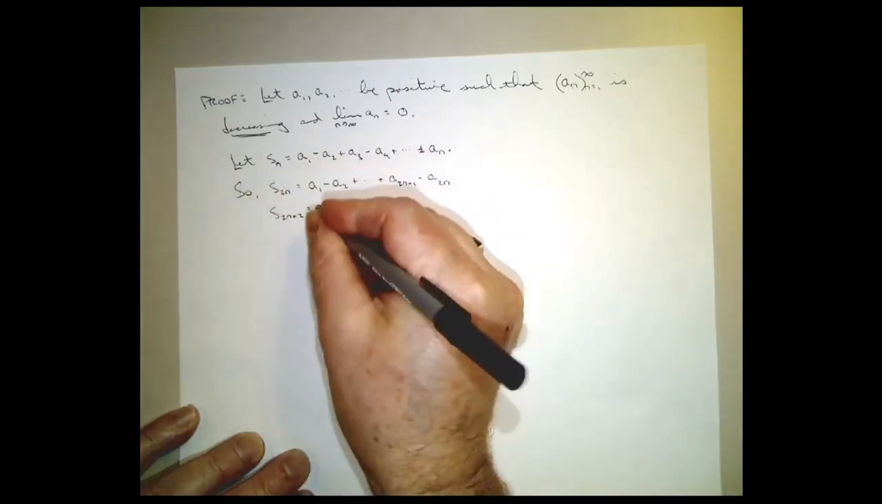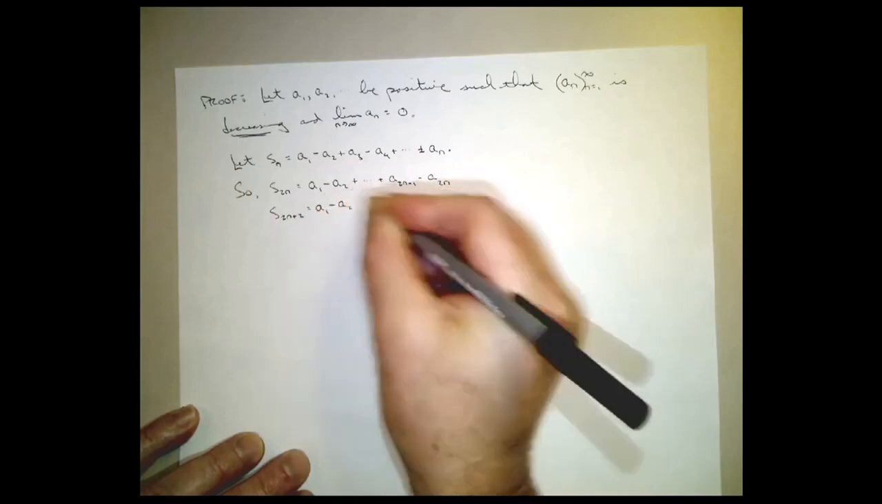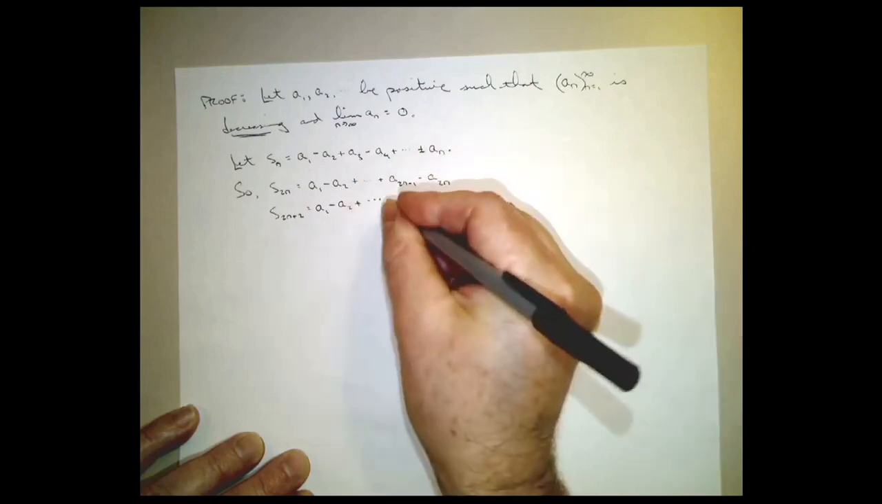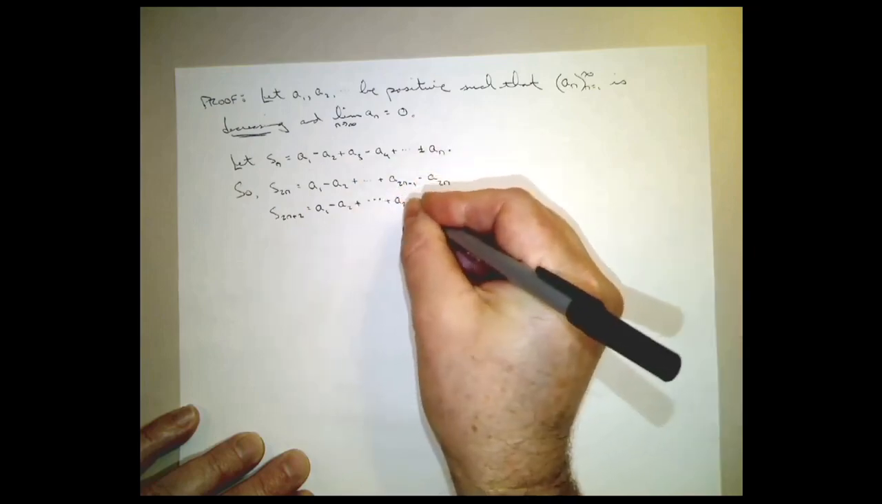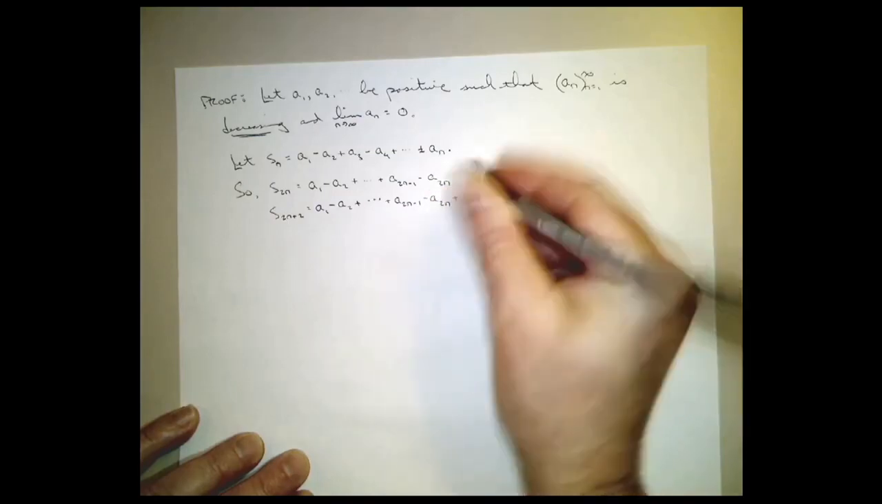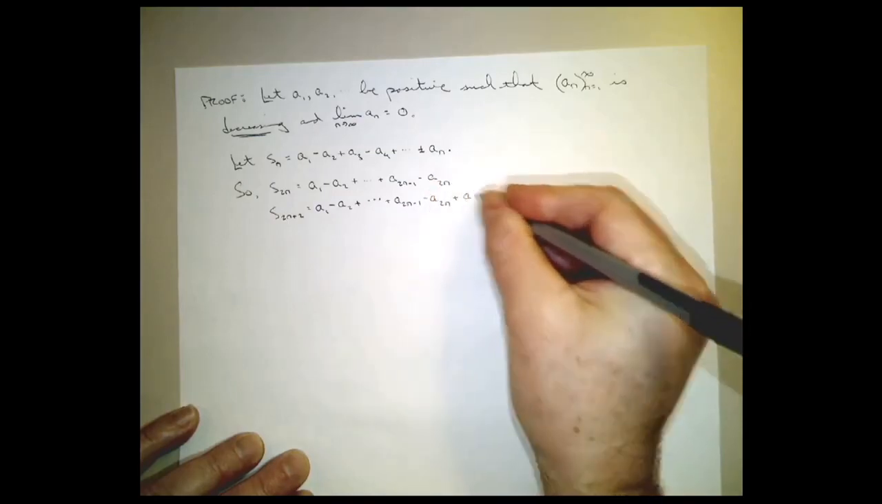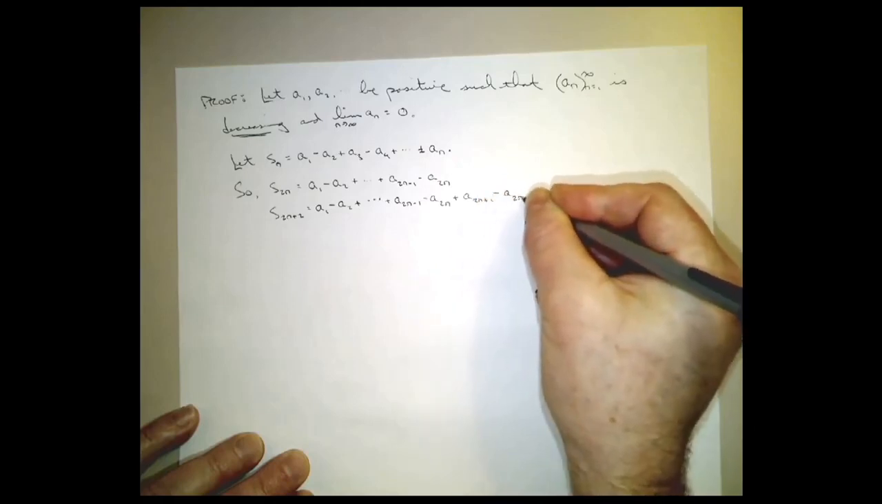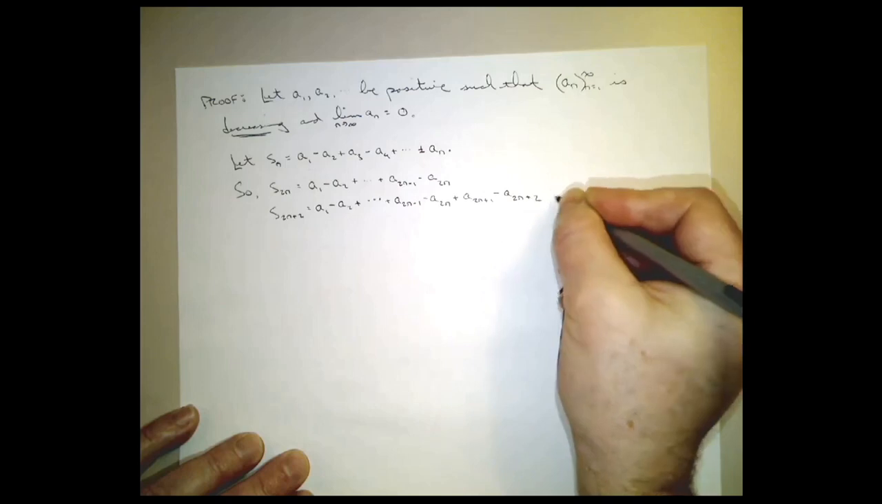It's going to look like a1 minus a2, and so on. Same terms we had before, with the addition of two more. All right, so there we go.